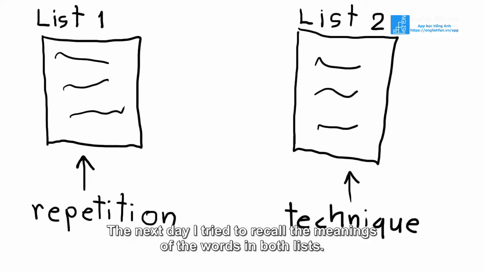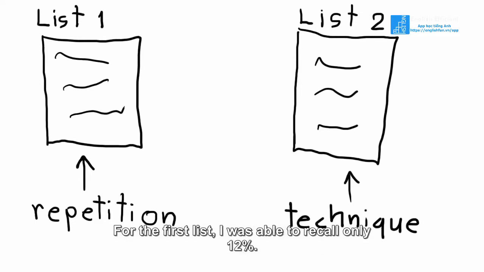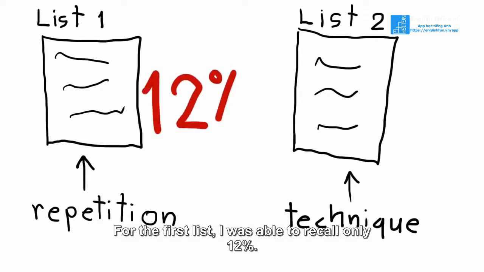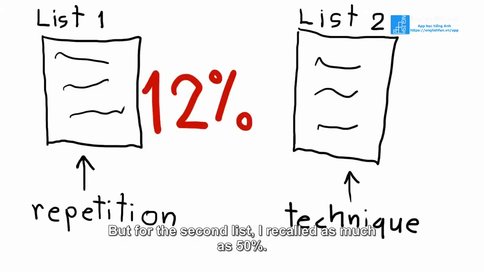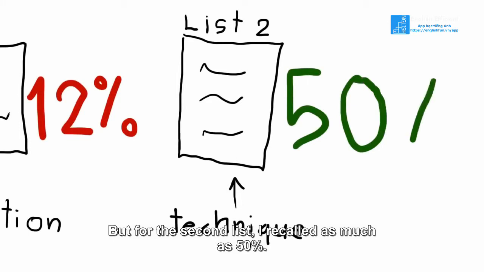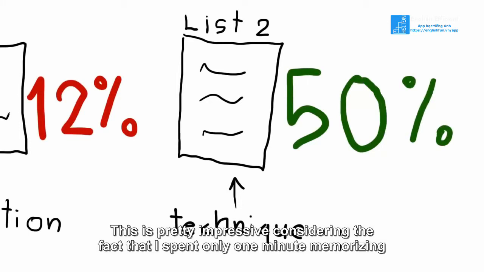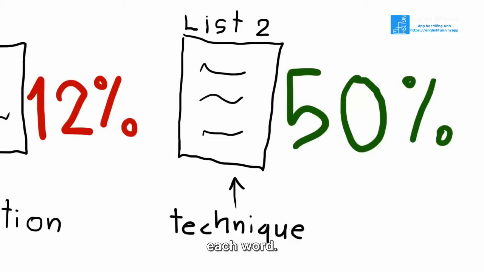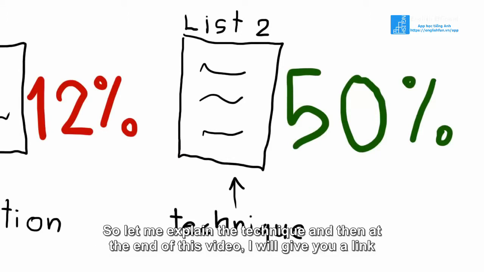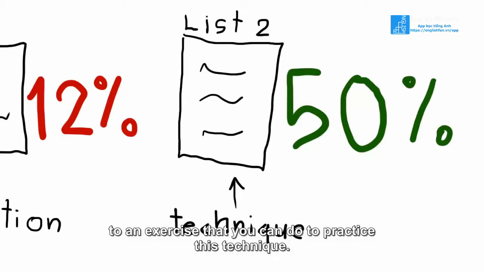The next day, I tried to recall the meanings of the words in both lists. For the first list, I was able to recall only 12%. But for the second list, I recalled as much as 50%. This is pretty impressive considering the fact that I spent only 1 minute memorizing each word. So let me explain the technique, and at the end of this video, I will give you a link to an exercise that you can do to practice this technique.